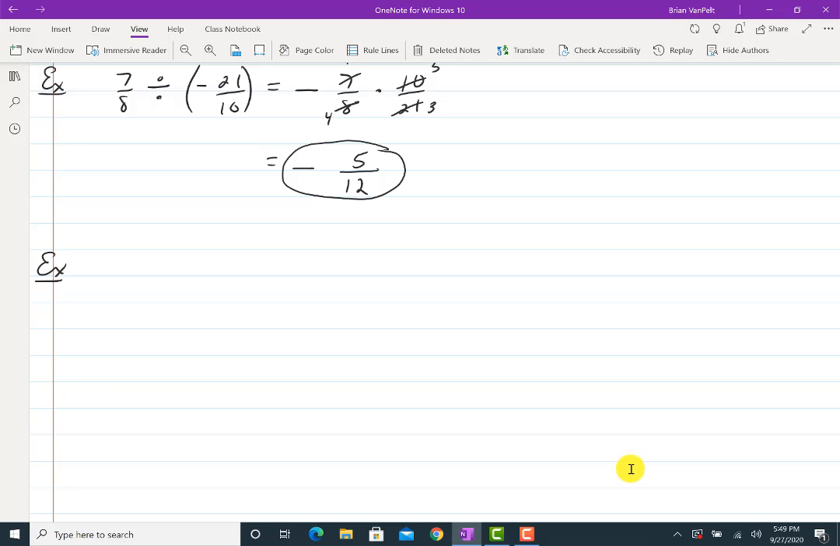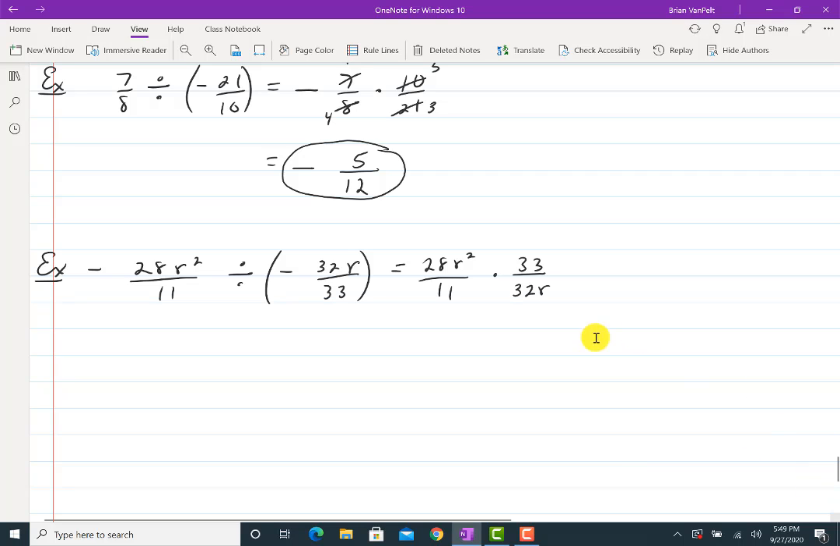Next I have negative 28r squared over 11 divided by negative 32r divided by 33. Now, I have a negative divided by a negative, so the negatives cancel completely. No more negatives in the problem. Now then, I'll drop the negatives and take the reciprocal of the second fraction. Now let's go through and see what cancels with what.